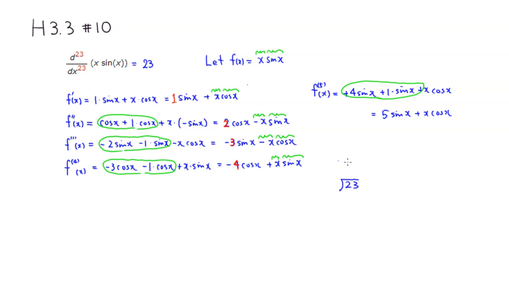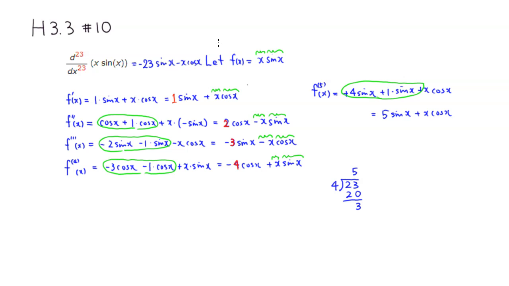If you divide 23 by 4, 5 is going to give you 20, and then the remainder is going to be 3. Which means that it's going to go through this cycle 5 times. Then you have 1, 2, 3. So this is going to be the pattern: negative sine of x, so minus sine of x with 23, and then you're going to have negative x cosine of x.